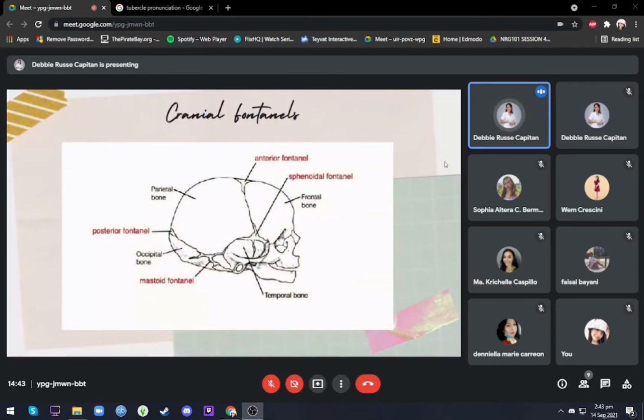Flashed on your screen are the cranial fontanelles. We have the anterior fontanelle, the sphenoidal fontanelle, the frontal bone, the temporal bone, the mastoid fontanelle, the occipital bone, the posterior fontanelle, and the parietal bone.